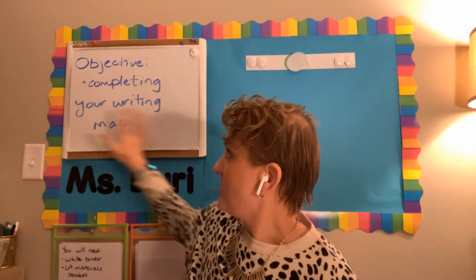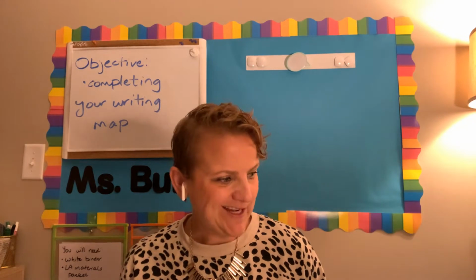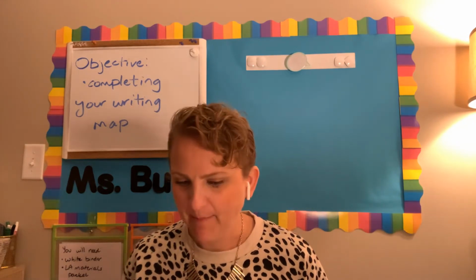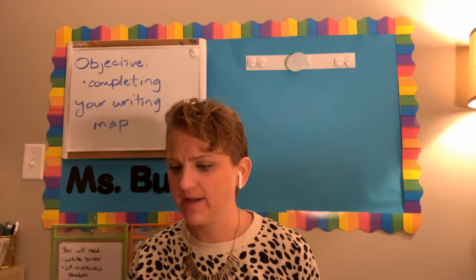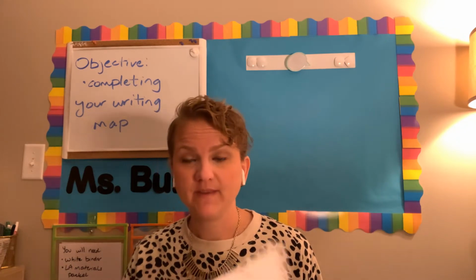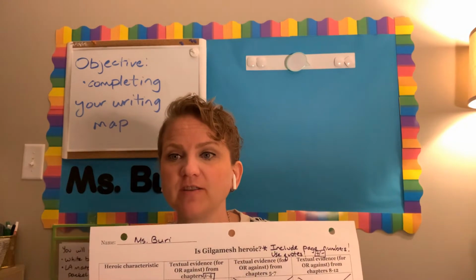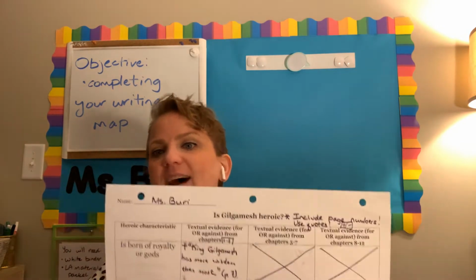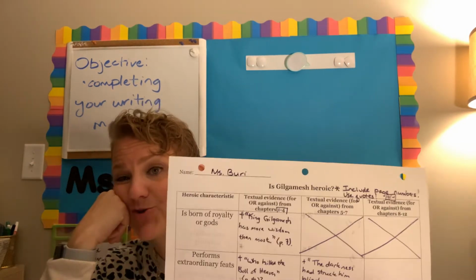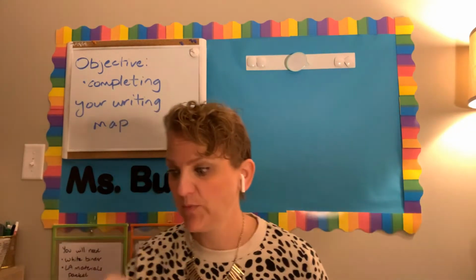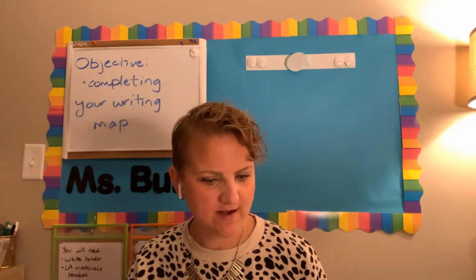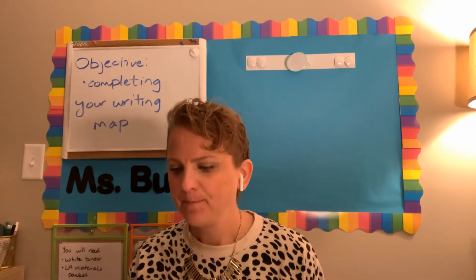So, fifth graders, our objective today is going to be completing your writing map. So, let's just talk about things that you can get out and get ready to go. This is Gilgamesh heroic chart. You're going to want to get that out, fifth graders, okay? You should have completed it for homework yesterday. This is going to be super helpful as you guys are working on today's assignment, okay?